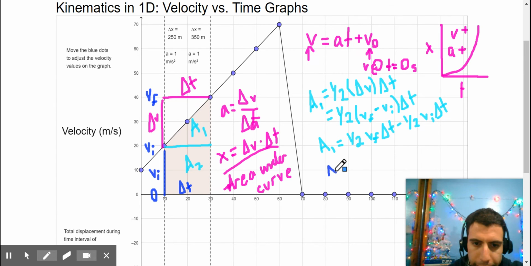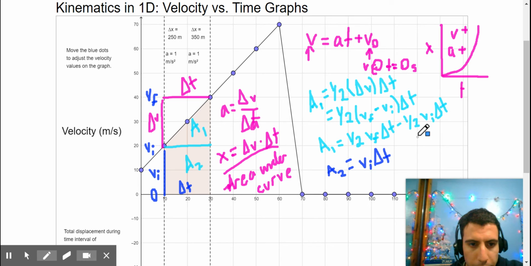So my A2, now I don't have any 1/2s here. This is going to be V initial times delta T. Okay, this does not look too bad. So you notice here we have 2 V initials and 2 V finals.